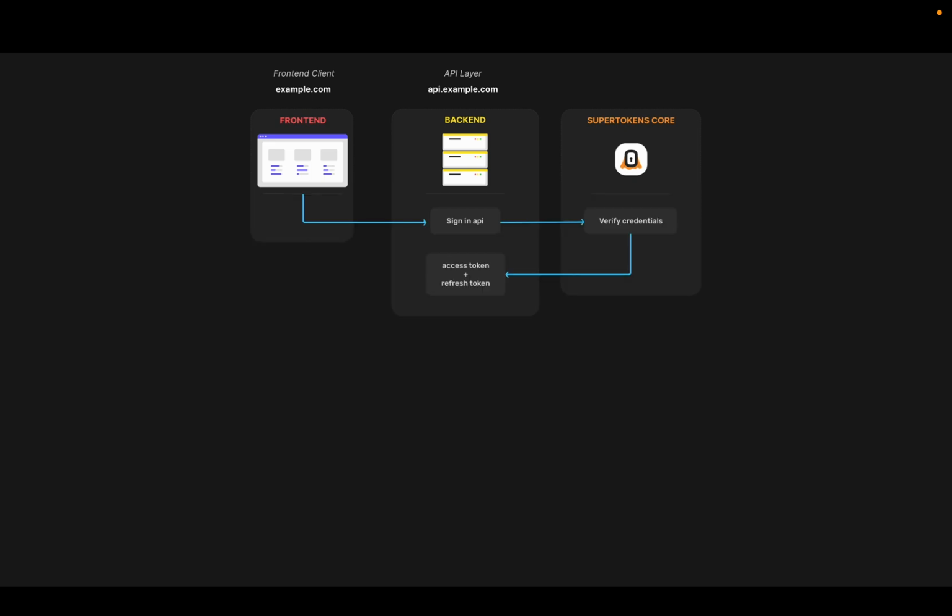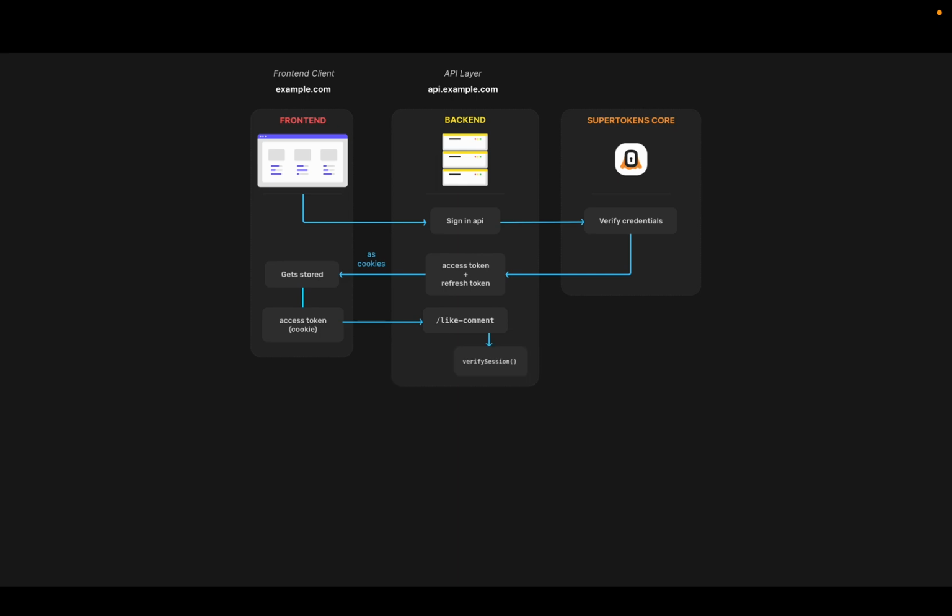After the sign-in flow is complete, the core issues access and refresh tokens for the user to the back-end SDK. The back-end SDK sends these as cookies to the front-end. The browser manages cookies on its own. When an API call is made, the browser attaches the access token to the request.